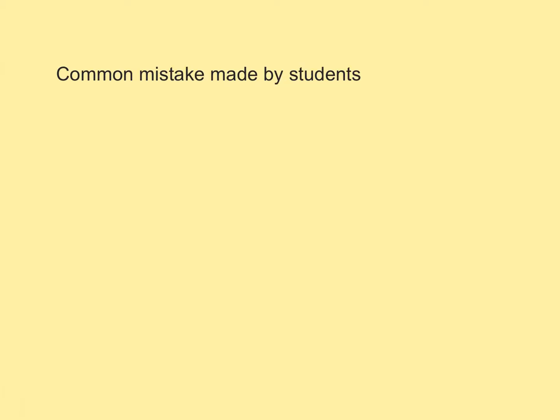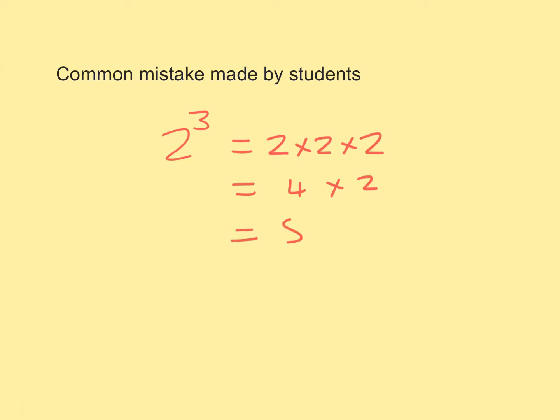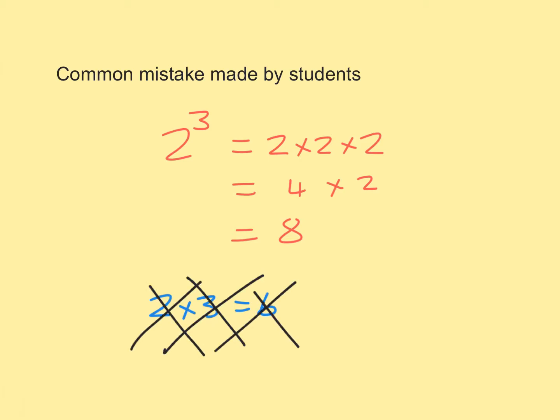Some of the common mistakes made when it comes to powers is when we have a question like this. We have 2 to the power of 3. Now, we know that we should write this out as 2 times 2 times 2. And therefore 2 times 2 is 4, times another 2 would give me 8. Now unfortunately, sometimes people see 2 to the power of 3 and they will write it out like this, 2 times 3, and they'll give the answer as 6. That is wrong, wrong, wrong. Do not do that, ever.